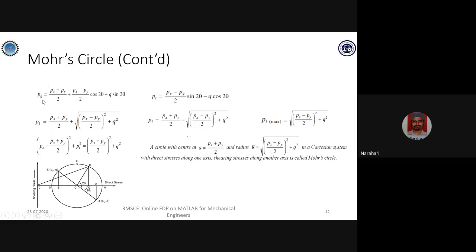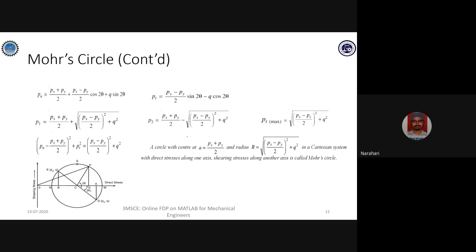So from the source from where I took it, it was mentioned in this way. So just to minimize my effort, I have used the same symbols. So normal stress on the inclined plane is given as (px plus py)/2 plus (px minus py)/2 cos 2 theta plus q sin 2 theta, and tangential stress is (px minus py)/2 sin 2 theta minus q cos 2 theta.